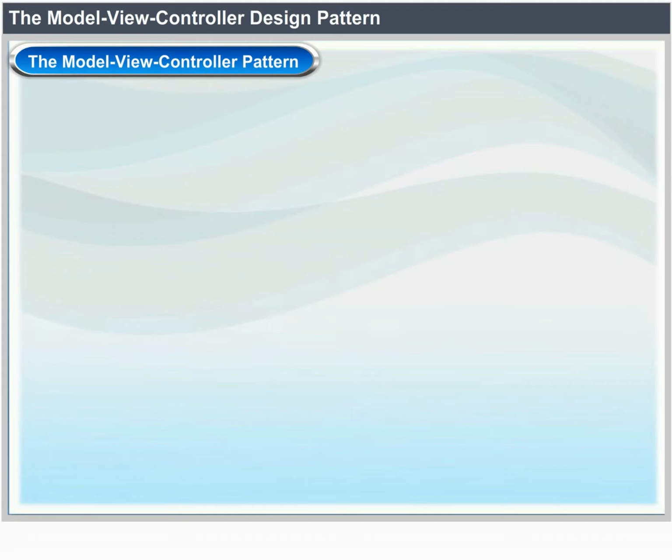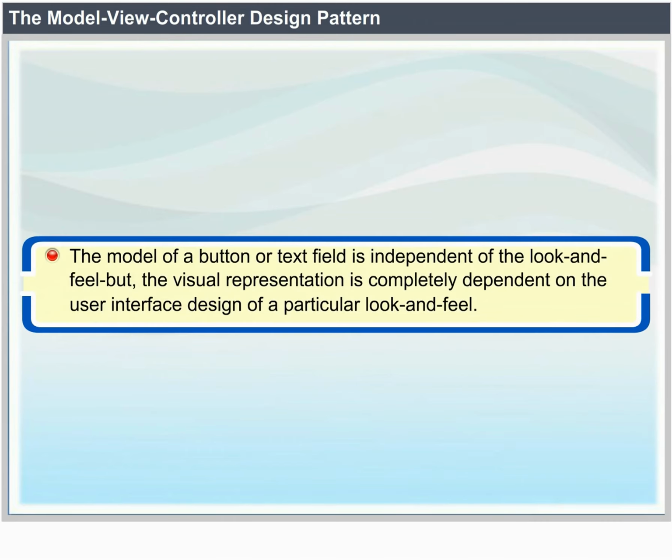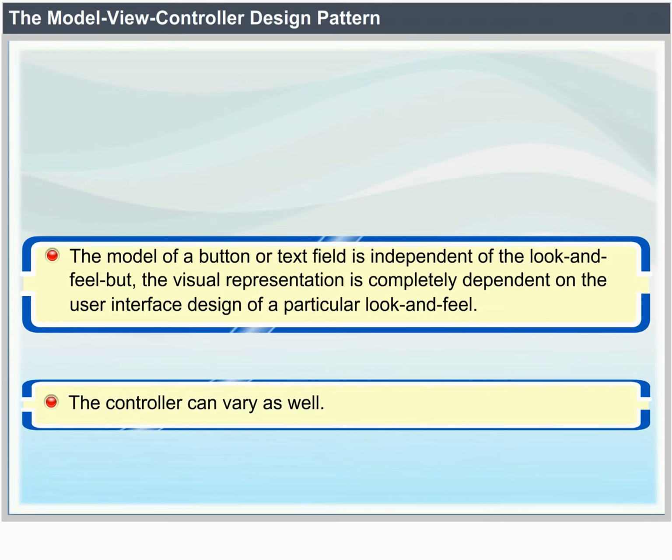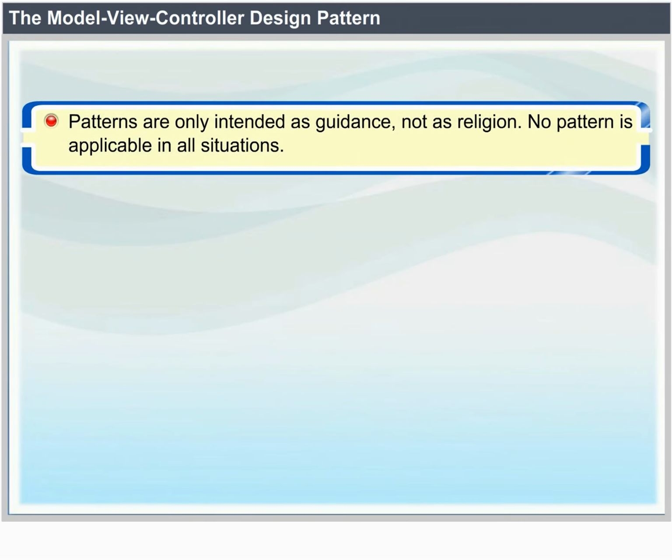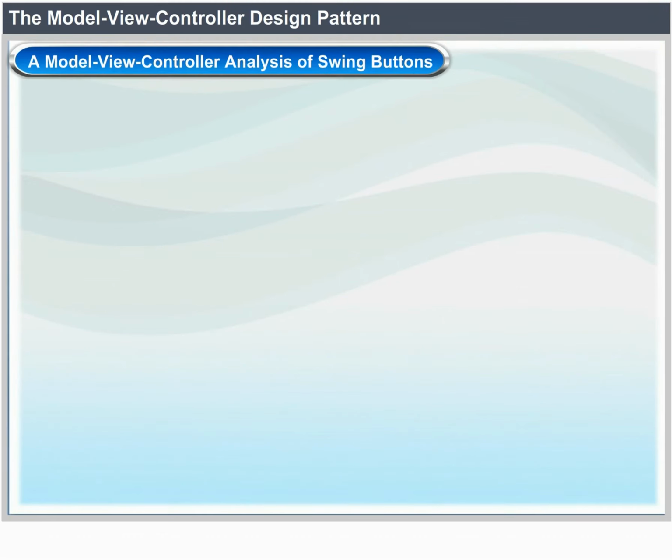The Model View Controller pattern is attractive for the Swing designers because it allows them to implement pluggable look and feel implementations. The model of a button or text field is independent of the look and feel, but the visual representation is completely dependent on the user interface design of a particular look and feel. The controller can vary as well. Patterns are only intended as guidance, not as religion. No pattern is applicable in all situations.